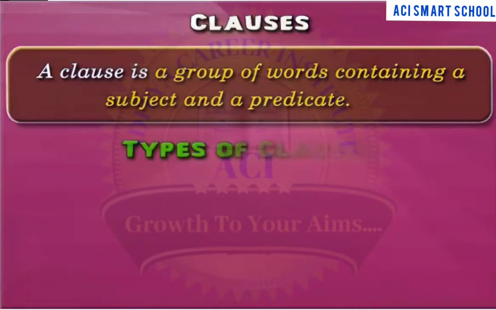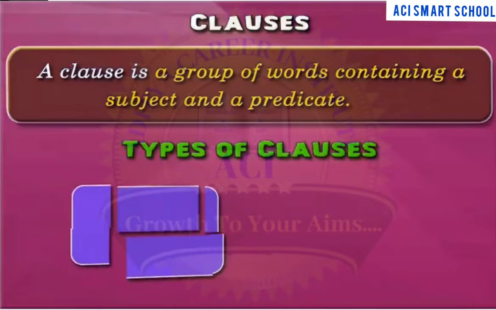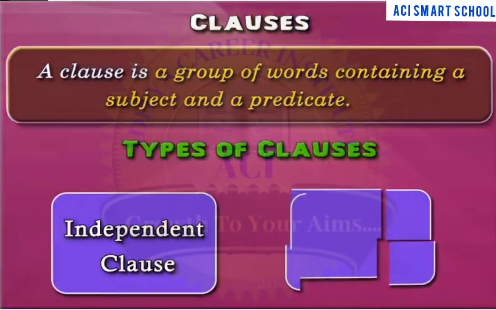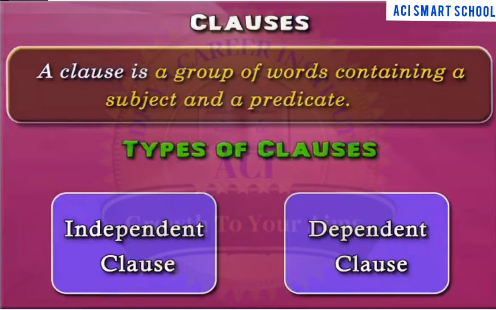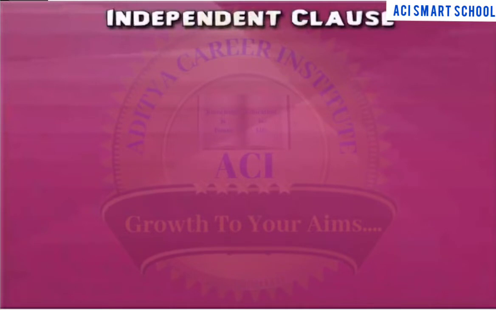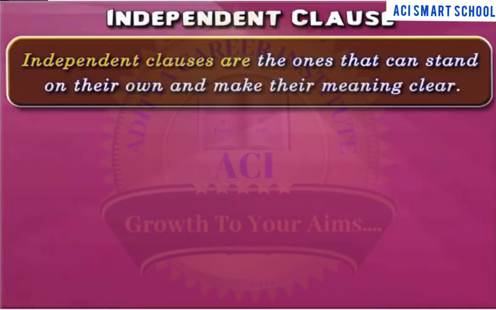There are two types of clauses. 1. Independent clause. 2. Dependent clause. In this module, we will learn about independent clause in detail. By definition, independent clauses are the ones that can stand on their own and make their meaning clear. So, clauses that stand on their own and make their meaning clear are called independent clauses.